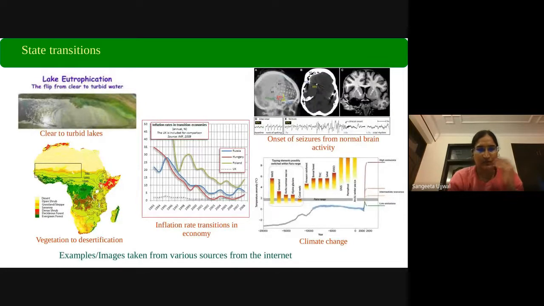Now moving to the other part of the talk. We want to focus on this transition from the vegetated uniform solution to the bare soil solution. This state transition is very well known. We encounter this in different fields. All these examples I have taken from the internet: lakes turning from clear to turbid, brain activity that leads to seizures, the climate change that we talk about, or inflation in the economy. All these are examples of state transition.